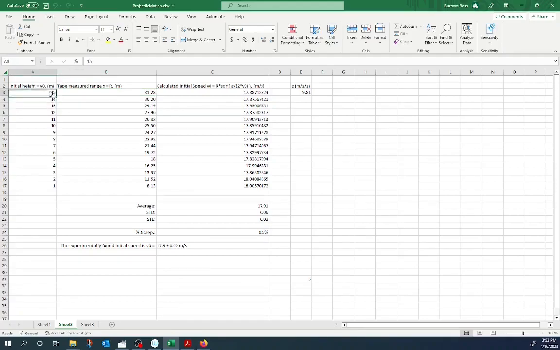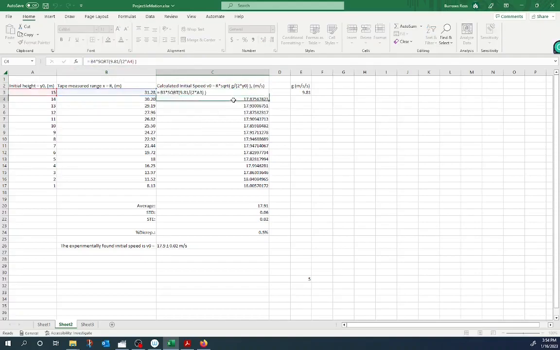It lowers naturally in 1 meter steps, so you shoot at 15, measure the range, lower the height to 14, shoot it, measure that range. At 14 I measured 30.2, I lowered to 13 and measured 29.19 meters as a range, and so on. Then I used that formula, r times the square root of g over 2y0, and entered it in the spreadsheet right here.